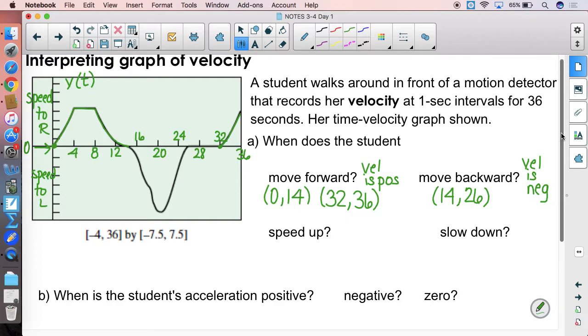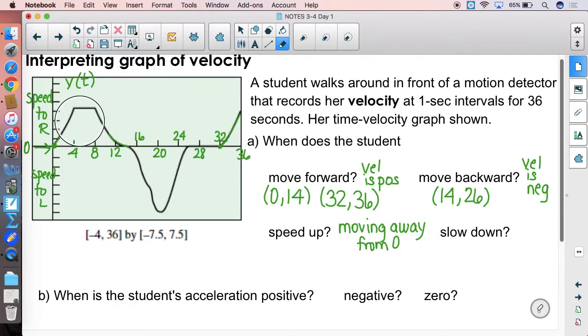So when you think about that, any velocity that's farther from 0, as you get farther from 0, so if I'm moving away from 0 speed, I'm getting faster. So as I'm moving away from 0 speed, I'd be speeding up. And as she's moving closer to 0 speed, she's slowing down. So from 0 to about 4 seconds, she is definitely speeding up. Then she's not speeding up anymore. She's going at a nice constant speed. And then her speed comes back towards 0. So now she's slowing down.